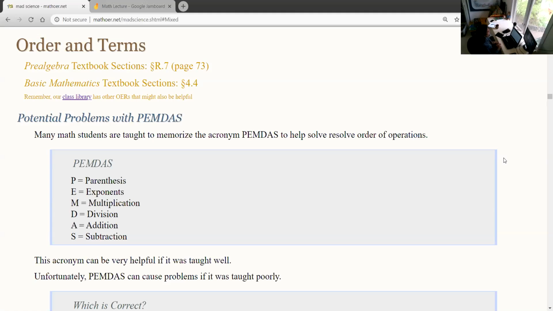So PEMDAS can be useful. It can be helpful if it was taught well, but part of Math 20, as you've seen before, with how to think about division and other things, is to go through all the stuff that someone might not have taught you through no fault of your own and make sure you see it the right way. So it's our turn to do that with PEMDAS.